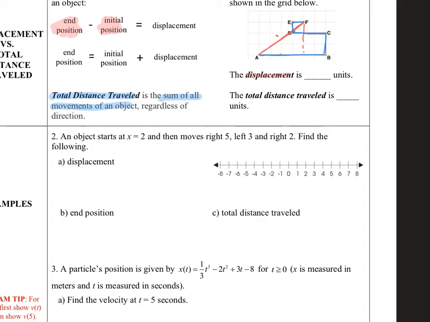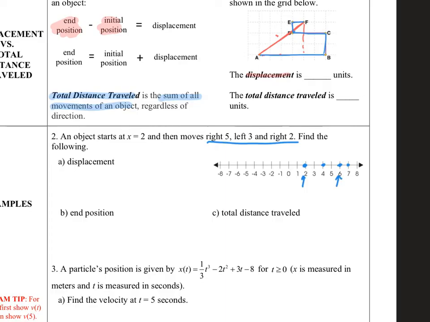So I have an object that starts at x equals 2 on my number line, and then I'm given some movements right here. My object starts at 2, and it's going to move to the right 5, so it's going to end up being at 7. And then I'm going to move to the left 3. So 1, 2, 3, and I'm going to be at 4. And then I'm going to move to the right 2, 1, 2, and I'm going to be at 6. So I started here, and I ended here.